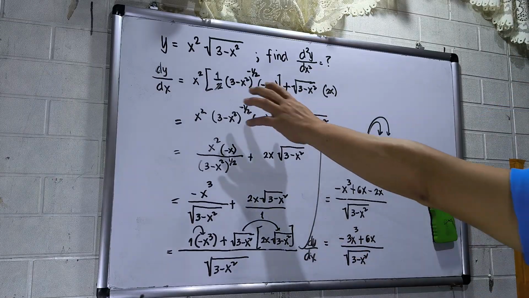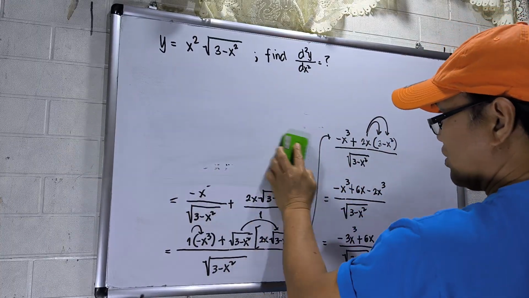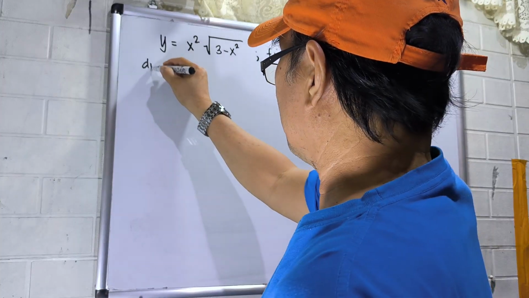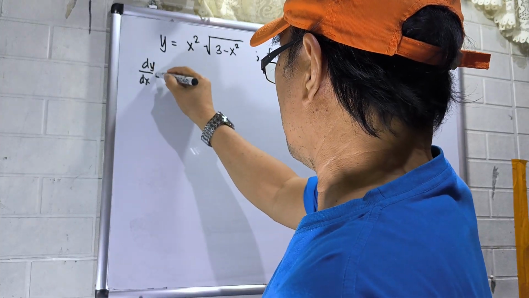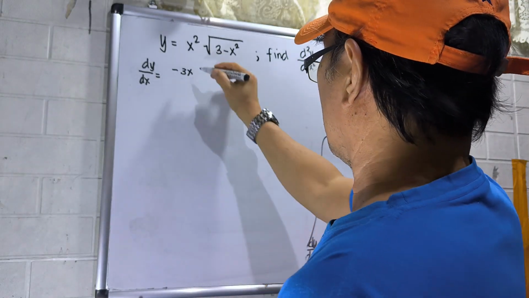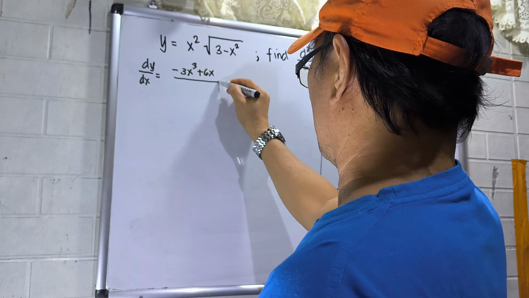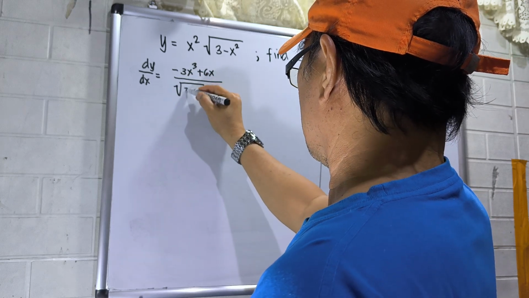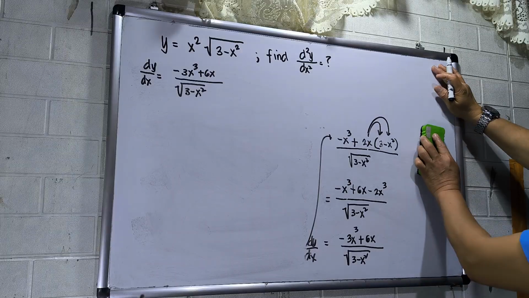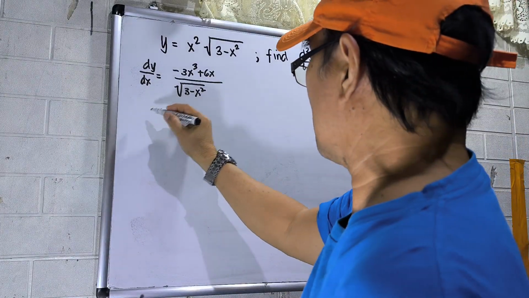Okay? So I will transfer this one. So allow me to erase in here for further solution. So this is my first derivative, dy over dx is equal to negative 3x cubed plus 6x, then over square root of 3 minus x squared. Okay? So let's proceed to the second derivative.